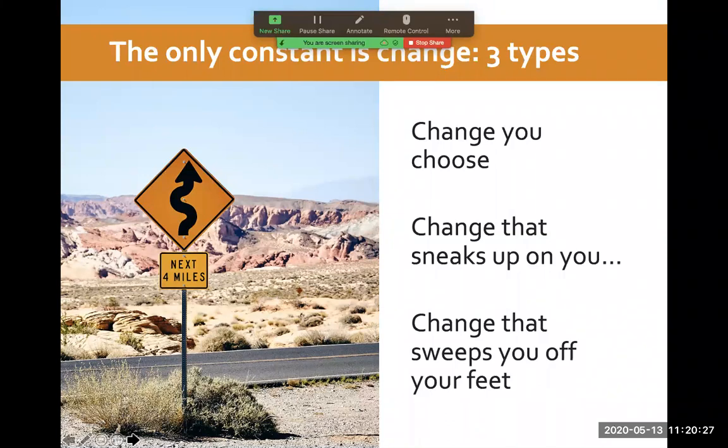Changes that we choose to make and changes that sneak up on us are often a bit easier to accept, but sudden changes like reorganizations that we had no idea were coming, or the accidental death of a loved one, or the implications of COVID-19, fall into this third category of changes that sweep us off our feet, and these are the hardest to accept. So although the only constant is change, change is not the same from one instance to the next, and there are different types of changes.